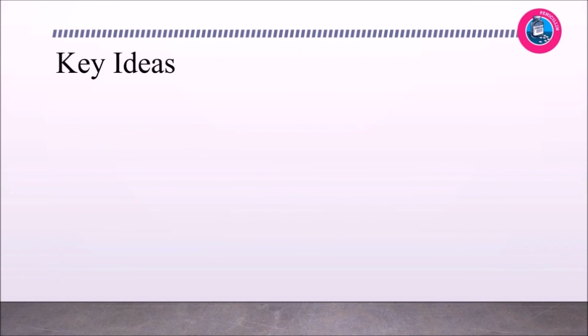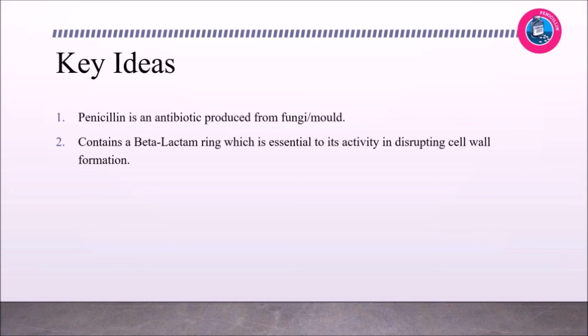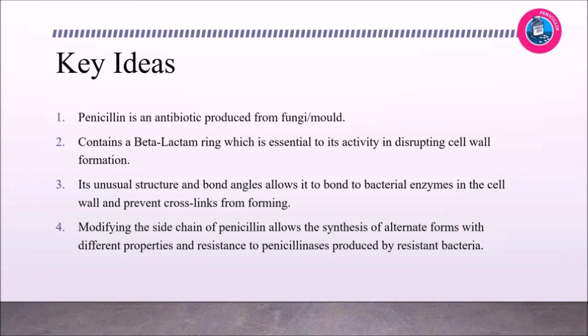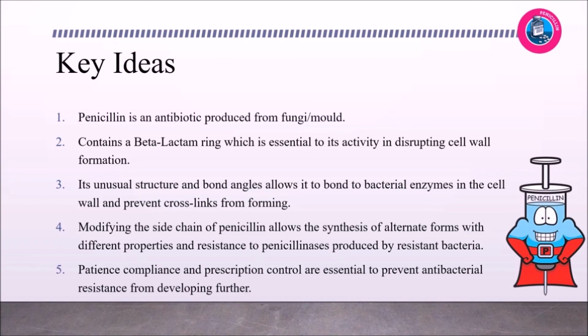To finish, the key ideas of penicillin are: penicillin is an antibiotic produced from fungi or mold. It contains a beta-lactam ring, which is essential to its activity in disrupting cell wall formation. Its unusual structure and bond angles allow it to bond to bacterial enzymes in the cell wall and prevent cross-links from forming. Modifying the side chain of penicillin allows the synthesis of alternate forms with different properties and resistance to penicillinases produced by resistant bacteria. Patient compliance and prescription control are essential to prevent antibacterial resistance from developing further.